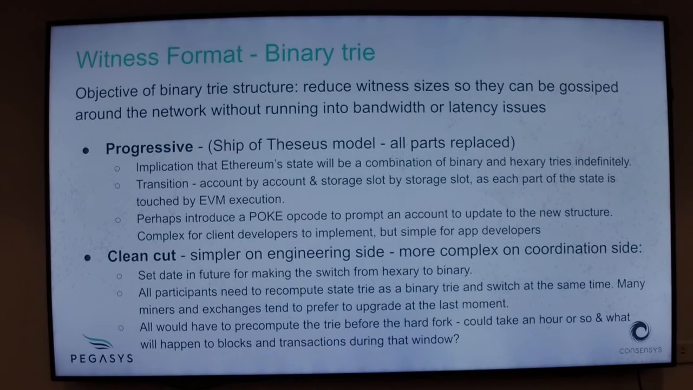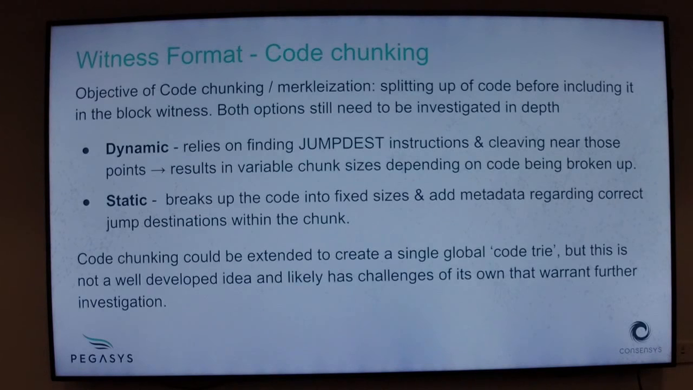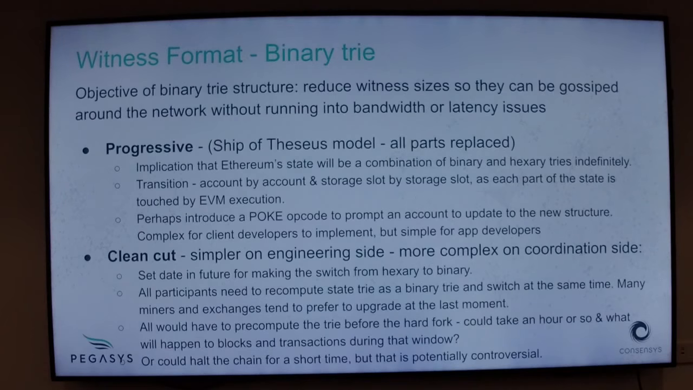Those are pretty critical questions that need to be addressed for switching to a binary tree. The whole objective with a binary tree is that it's been shown with experiments done to date that if we change from a hexary to a binary tree, it will reduce the witness size by almost half. I think it was about 47 percent, but I can't remember the exact figure. The other option there, as I said, is that you could halt the chain for a little while, but that is potentially pretty controversial.